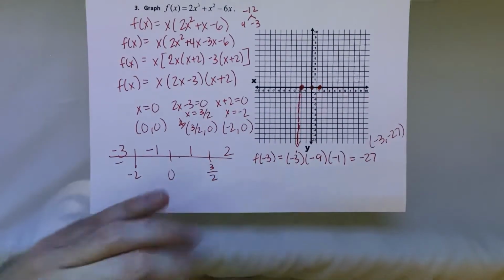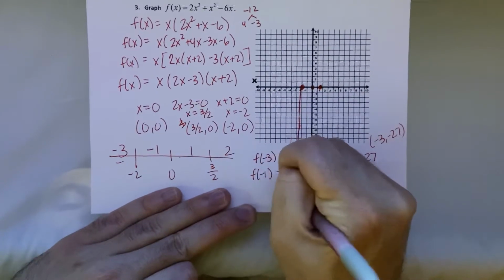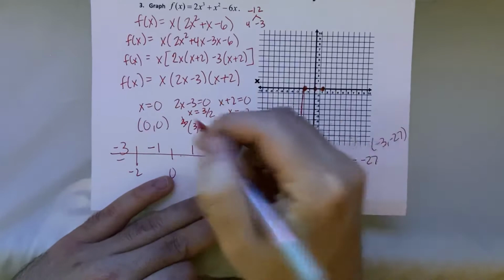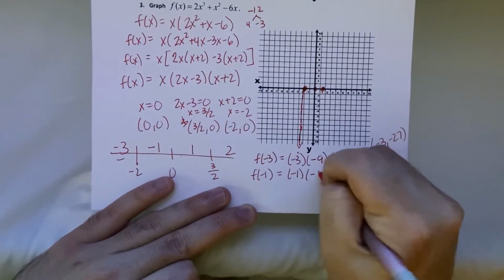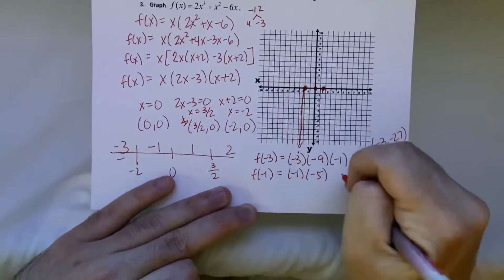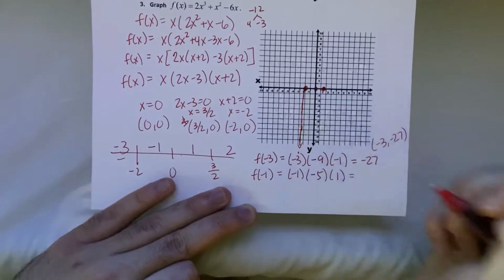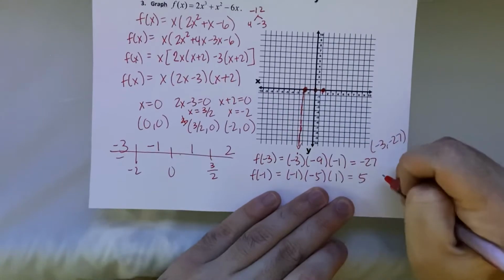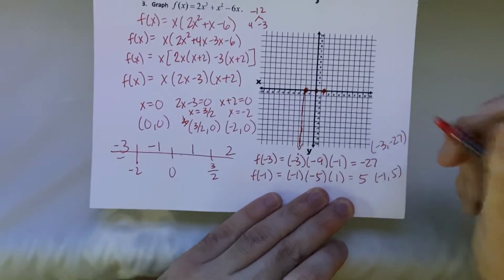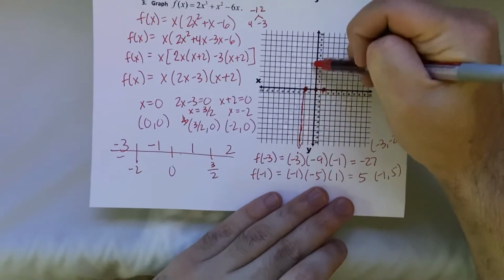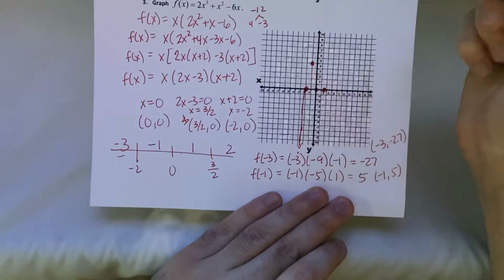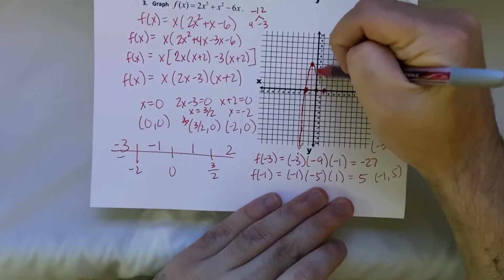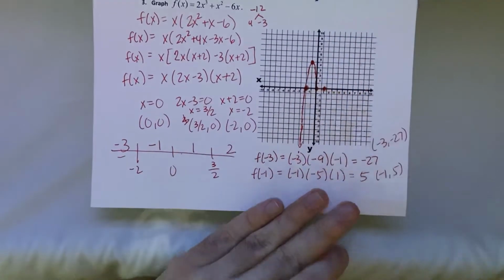What about negative 1? Gives me negative 1. 2 times negative 1 minus 3 is negative 5. Negative 1 plus 2 is 1. So negative 1 times negative 5 times 1 is actually positive 5, so we get the point negative 1, 5. That you can actually plot. We have negative 1, 5, which means it has to go up from here, but it also has to go back down to 0, 0.